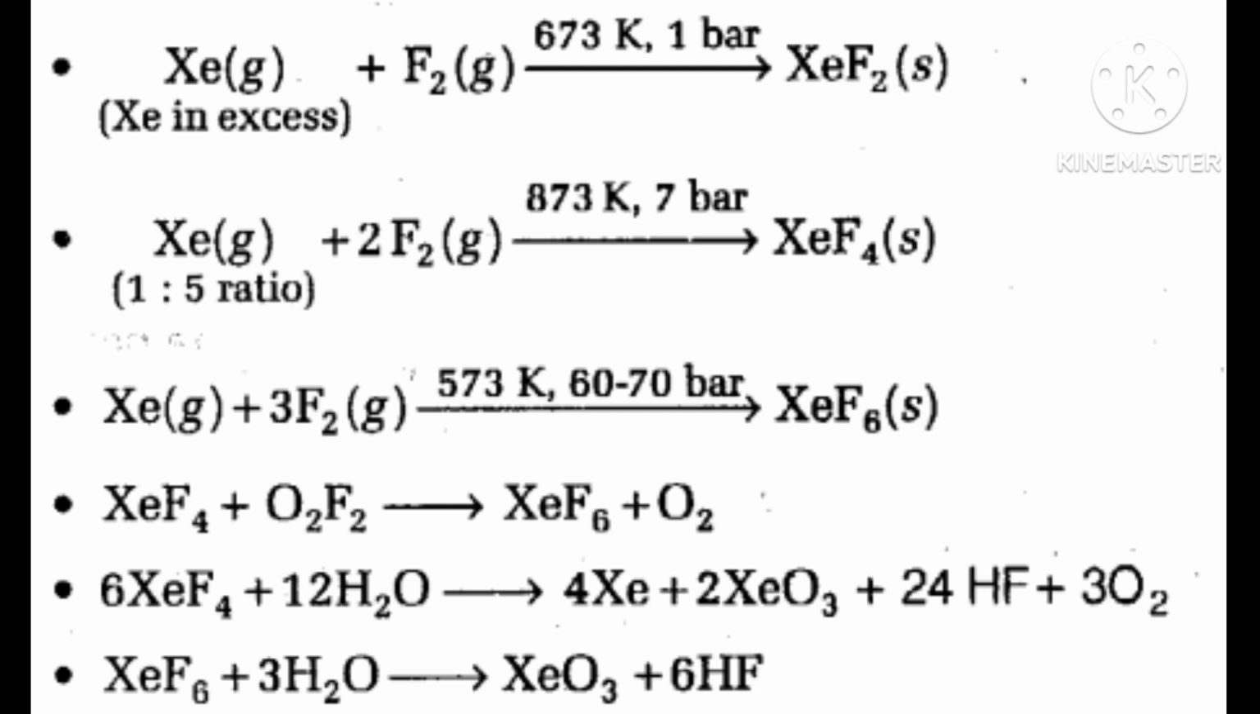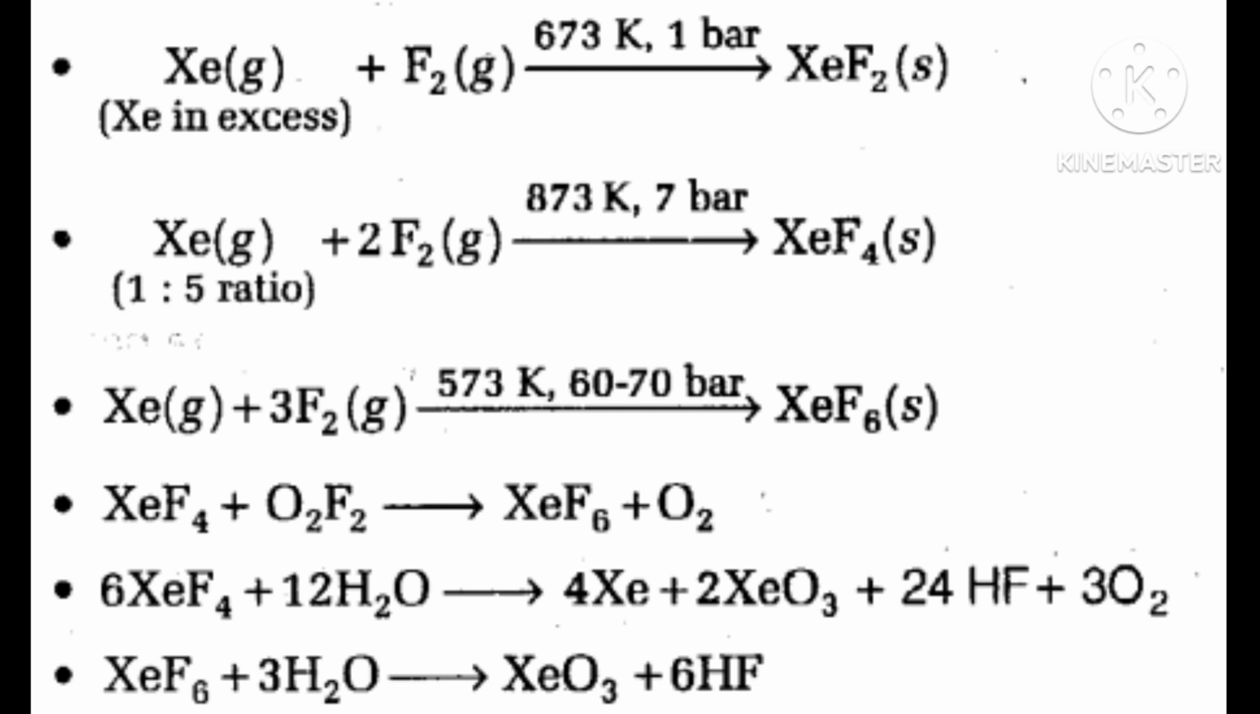and was successful in preparing another red colour compound. And what is the name of the compound? That was Xe+ PtF6-, the same way as O2+ PtF6-. In the place of O2, now xenon is there. Just by mixing PtF6, platinum hexafluoride, and xenon, he got this compound.